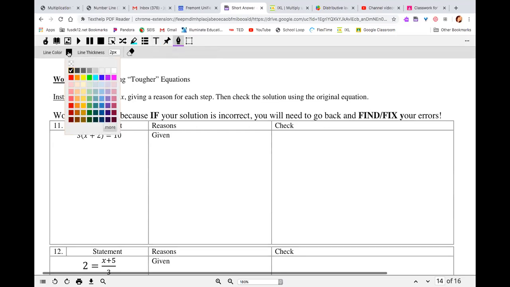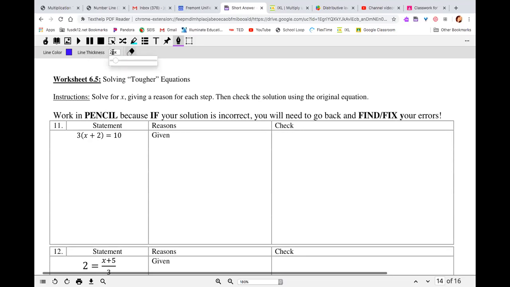If you're watching this video and you liked the shortcut way, then absolutely use the shortcut way when you do your work. That's so good. All right.